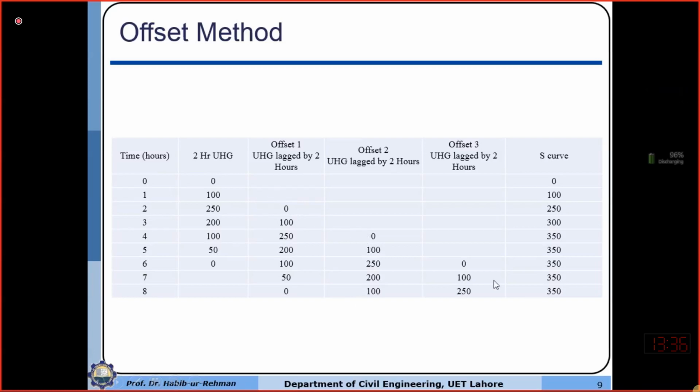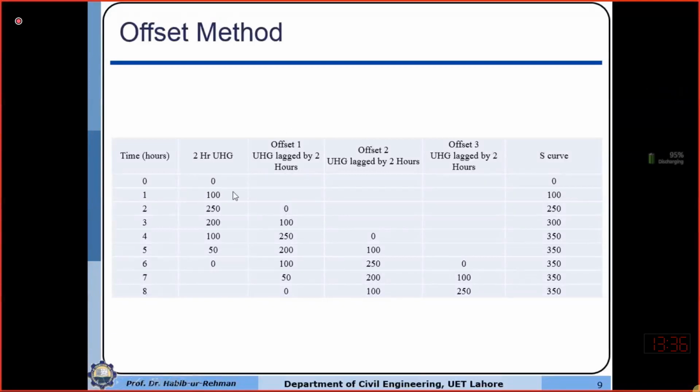Then offset number 3 is again a unit hydrograph lagged by 2 hours from the previous one, offset number 2, or lagged by 6 hours from the original one. This is how you can take as many offsets as needed. The minimum required offsets are 3, that is the time base of the unit hydrograph, 6 hours, divided by the duration of the given unit hydrograph, 2 hours. In this way the offsets are taken.